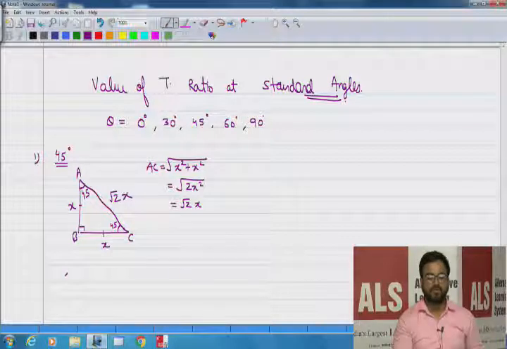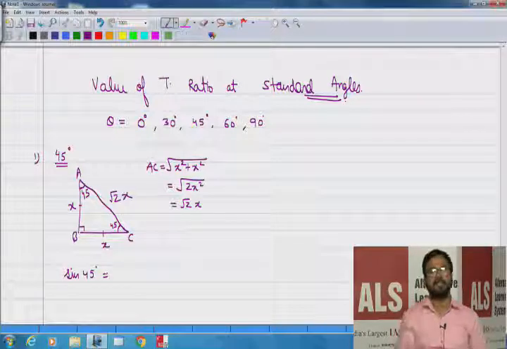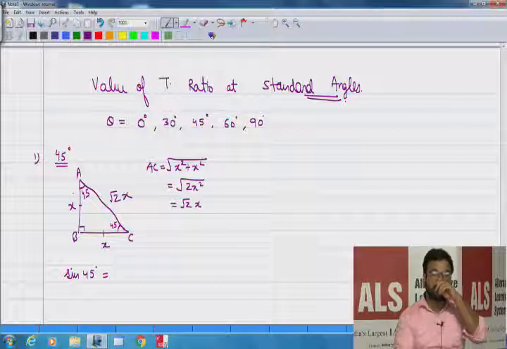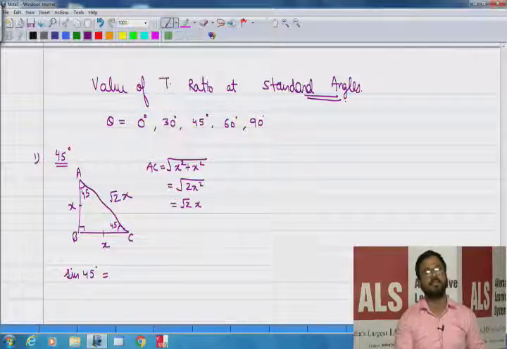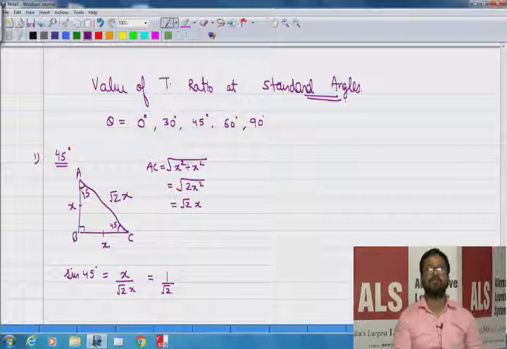Like suppose if I have to find sine of 45 degree. Now for 45 degree you can consider either angle A or angle C, both are at 45 degree. So sine of 45 degree, or nothing but sine of angle A, is the perpendicular upon hypotenuse, which is x over root 2 x. X and x will get cancelled out and we will get the value of 1 by root 2.